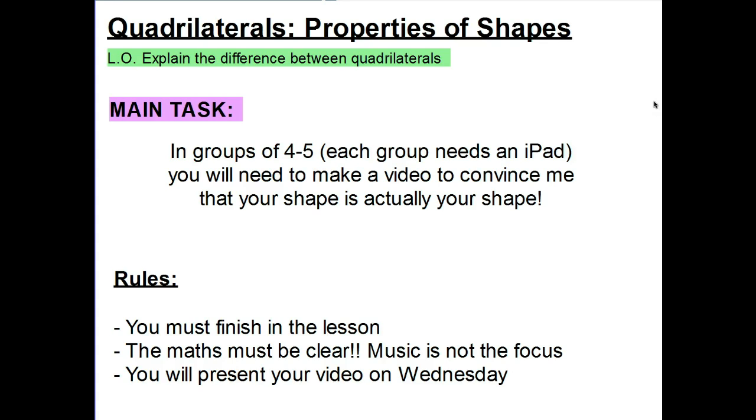The rules are that you must finish in the lesson. There will be no extension on this, so if you don't finish in the lesson, you may like to consider doing this as a homework task. The maths must be clear. Okay, remember this is not a music video. We are making a video here to explain a mathematical fact.